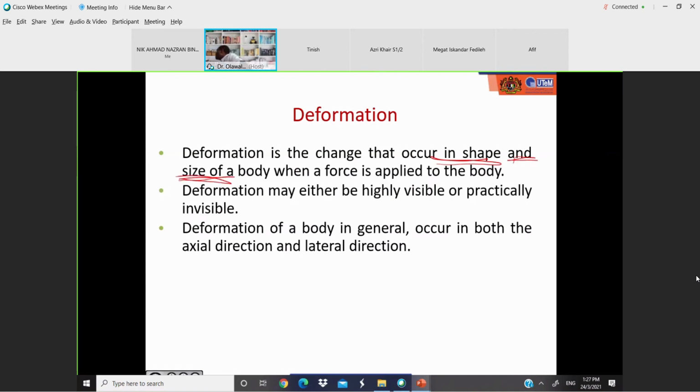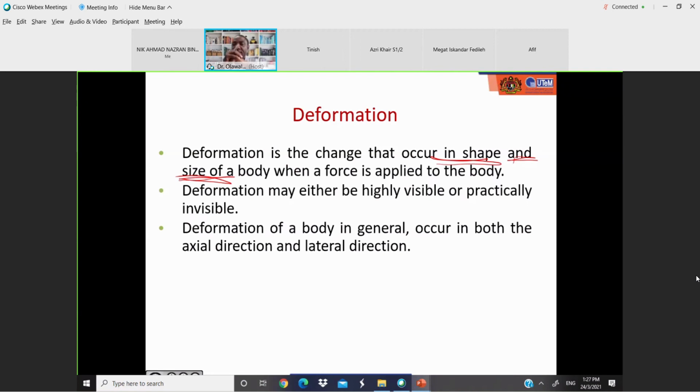And generally speaking, deformation could be highly visible. Here you can see that there is a dent on this. There is deformation. This is highly visible. And in some cases, it could be practically invisible, that you may not see the deformation except you look under the microscope. So your deformation could be highly visible or practically invisible.